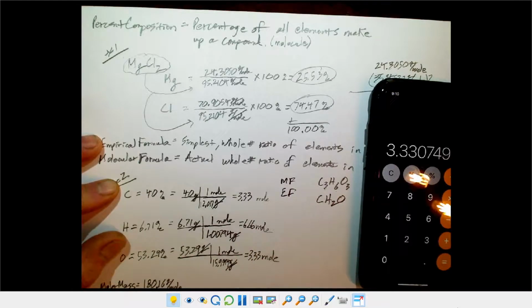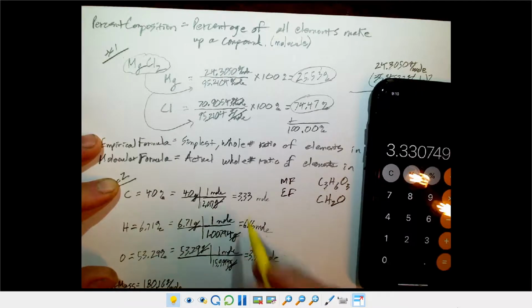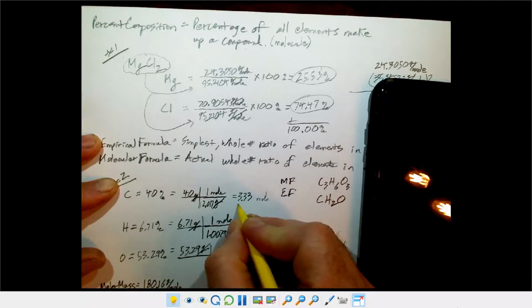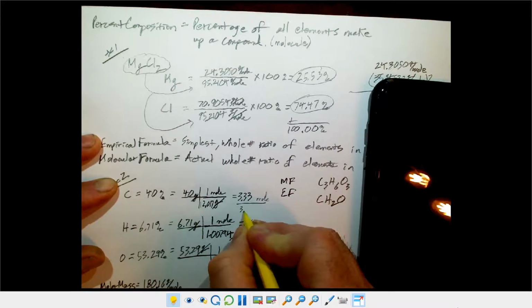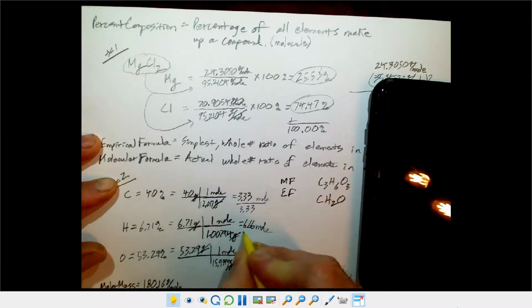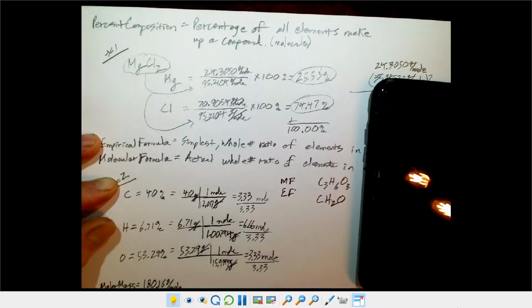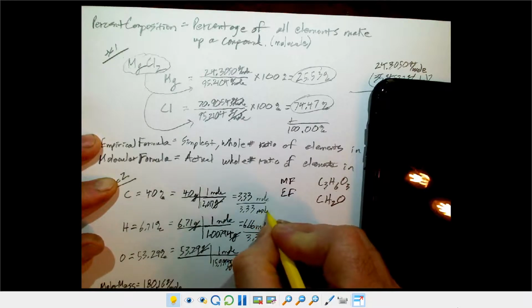Right. So now what we want to do is take a look at all of those and divide them by the smallest one. Well, what's the smallest one that we have? The smallest one we have is 3.33. So we're going to divide all of these by 3.33. And the unit again is going to be mole.